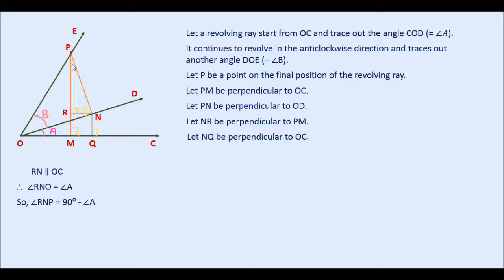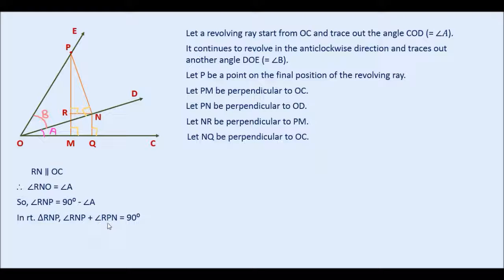So what will be the measurement of this angle RPN? In right angle triangle RNP, that is this one, angle RNP plus angle RPN, that is this angle, is equal to 90 degrees, because triangle RNP is a right angle triangle and angle PRN is 90 degrees. Therefore, the sum of the other two angles will be equal to 90 degrees, and we have found the measurement of angle RNP to be equal to 90 degrees minus A.